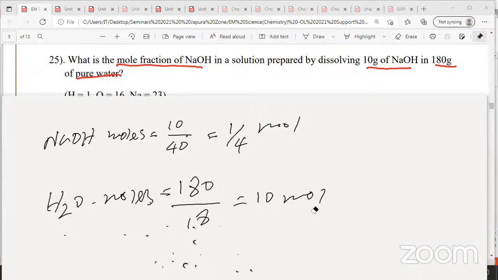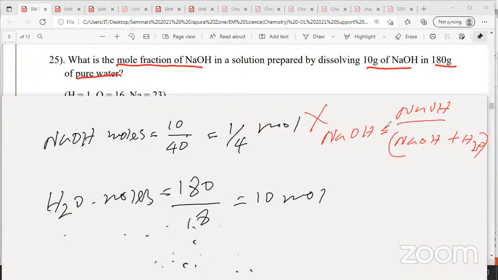NaOH mole fraction equals NaOH moles divided by total moles. That means NaOH and water both. Look at the screen everyone. I put the symbol X for the mole fraction. X of NaOH equals NaOH moles divided by total moles. Total means NaOH plus water. NaOH moles how many? 0.25, or 1 over 4. I put 0.25, since 1 over 4 means 0.25.